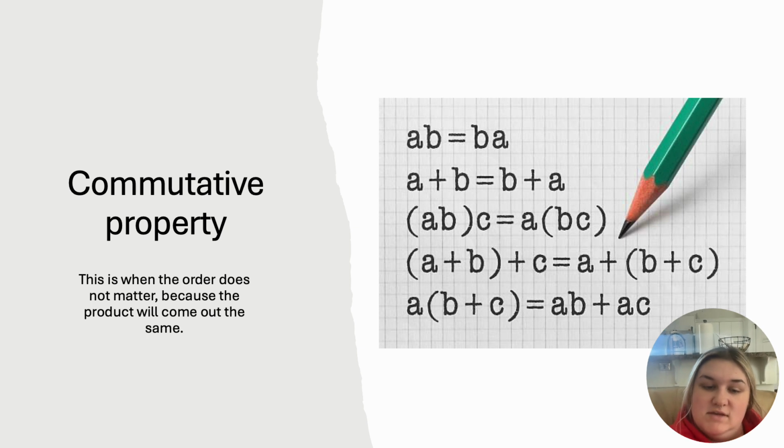First off is the commutative property. This is when the order does not matter because the product will come out the same. So A times B will equal B times A. And then along with addition, A plus B would equal the same thing as B plus A. And then the same with the parentheses, it'll be the same exact thing.